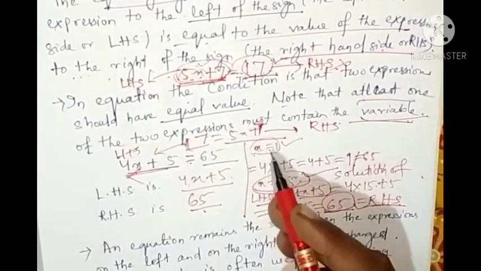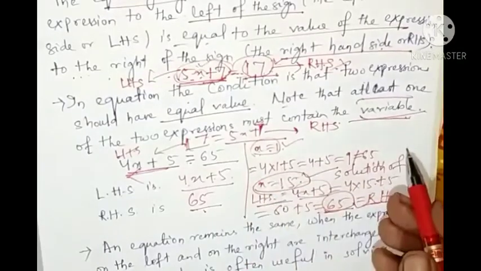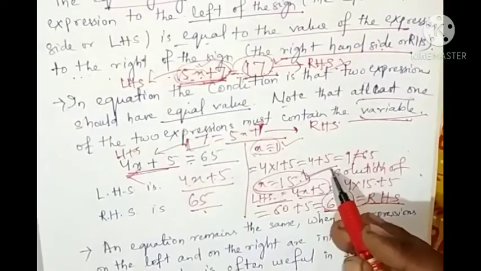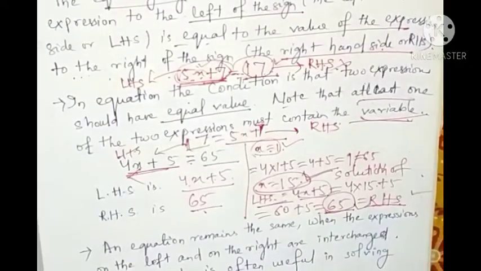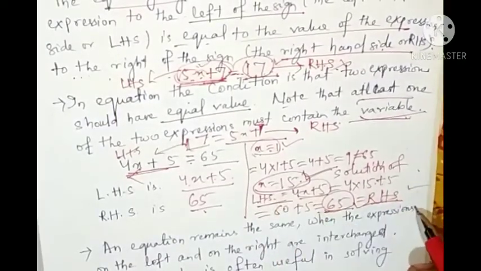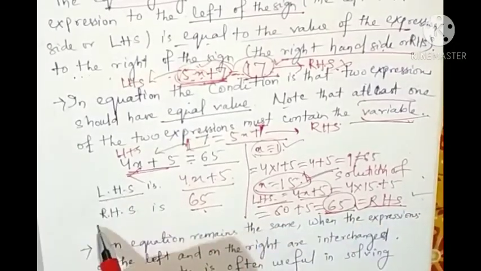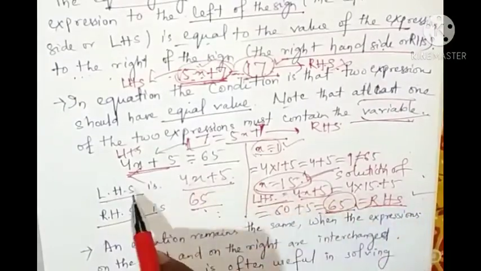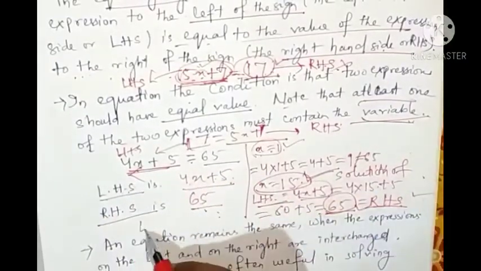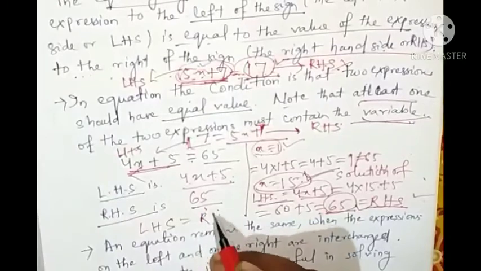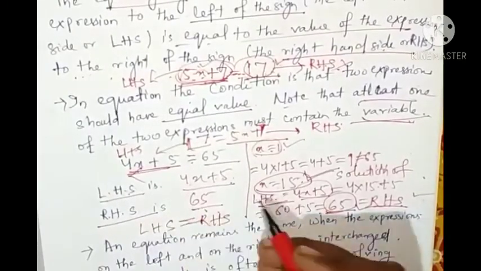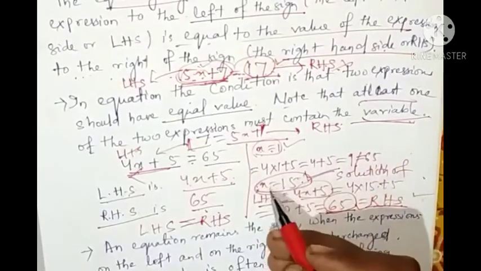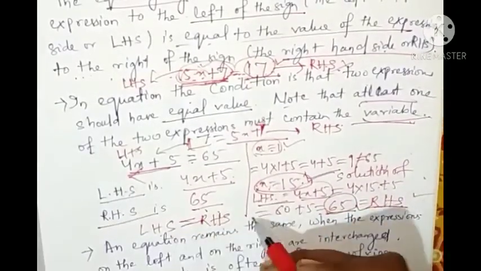If I put x equal to 1 or x equal to 2, we will not get it. When we put x equal to 15, we get LHS equal to RHS. So this is about LHS left hand side and RHS. These must always be equal. LHS equal to RHS. So you will put a value for the variable such that LHS equal to RHS.